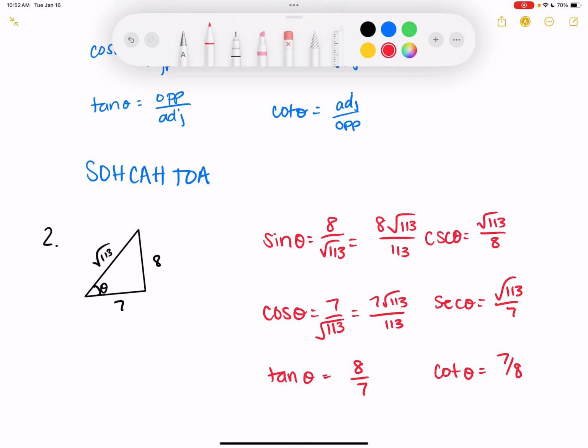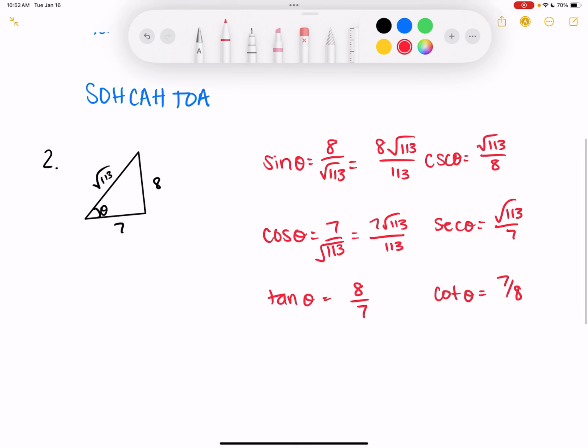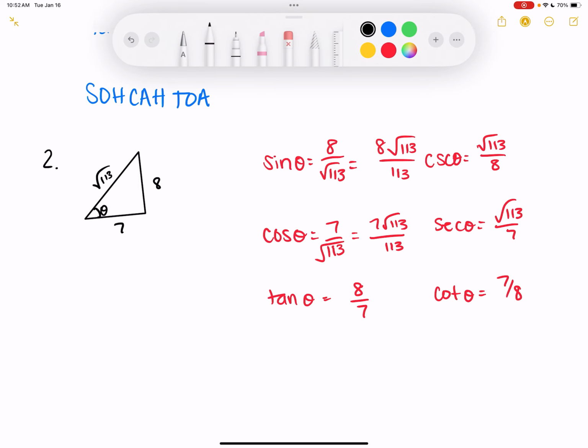So pretty easy. So I'm going to move into the harder ones where you actually have to set it up yourself because I think we're at the point where we are capable of doing that. So sine of theta is equal to 2 over 3.